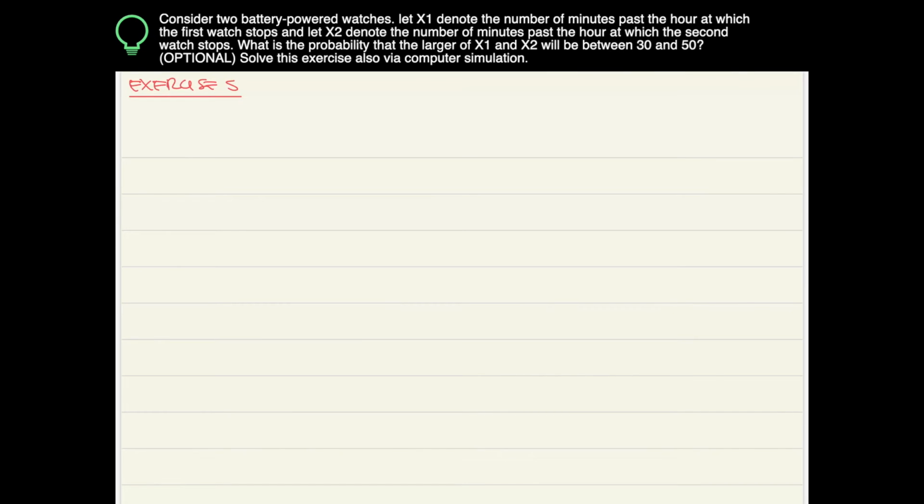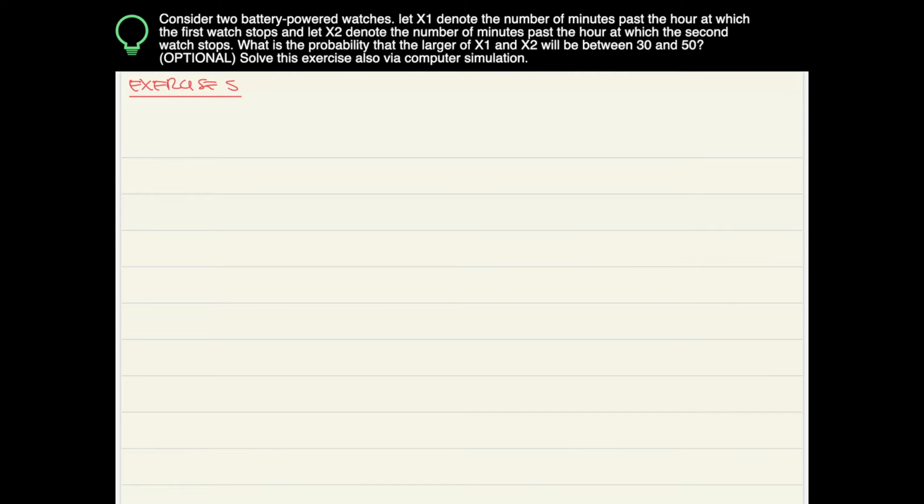Let's read the question. Consider two battery-powered watches and let x1 denote the number of minutes past the hour at which the first watch stops, and let x2 denote the number of minutes past the hour at which the second watch stops. What is the probability that the larger of x1 and x2 will be between 30 and 50?